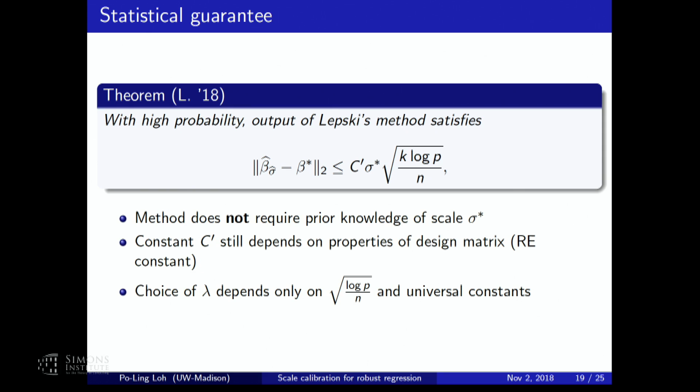Okay, so this does not require any knowledge of the scale parameter of the epsilons. Another nice thing is that the way we've set things up, there's been a lot of work on tuning-free lasso type regression. Usually lambda depends on the scale of the epsilons, but we've set things up in such a way that it doesn't depend on that. So technically you don't actually have to tune lambda here.